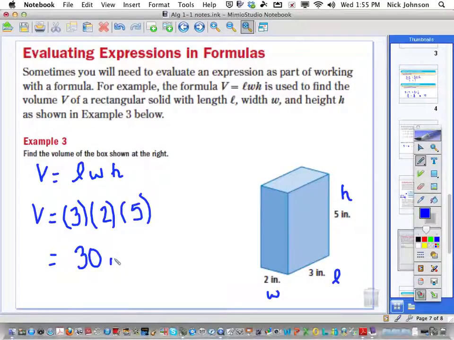Our units are inches. And whenever you do volume, it's in cubic measurements. So this is 30 inches cubed. Volume is cubic measurement. So, say for instance, these were feet, you would say feet cubed if you found volume.